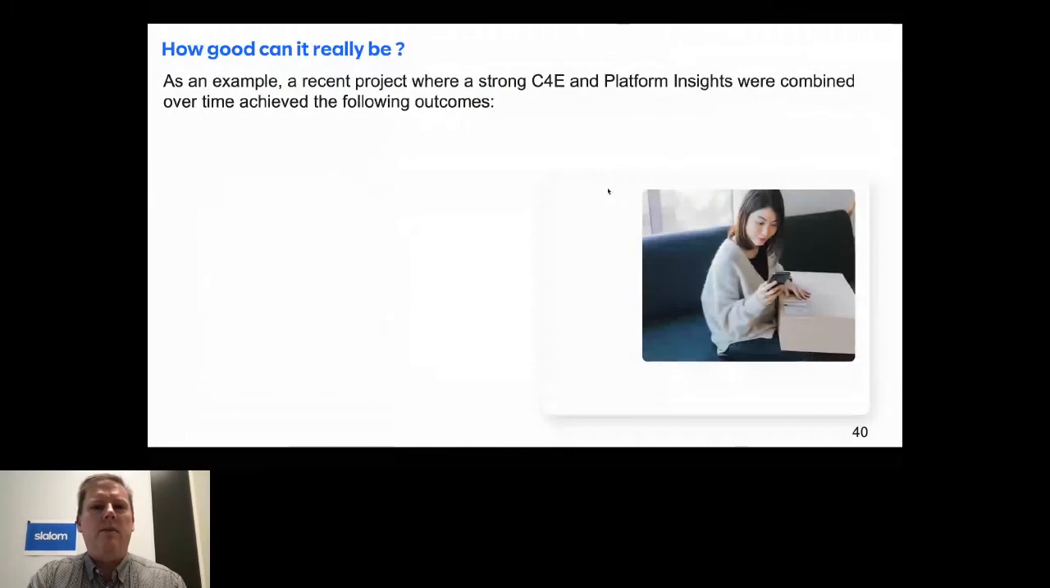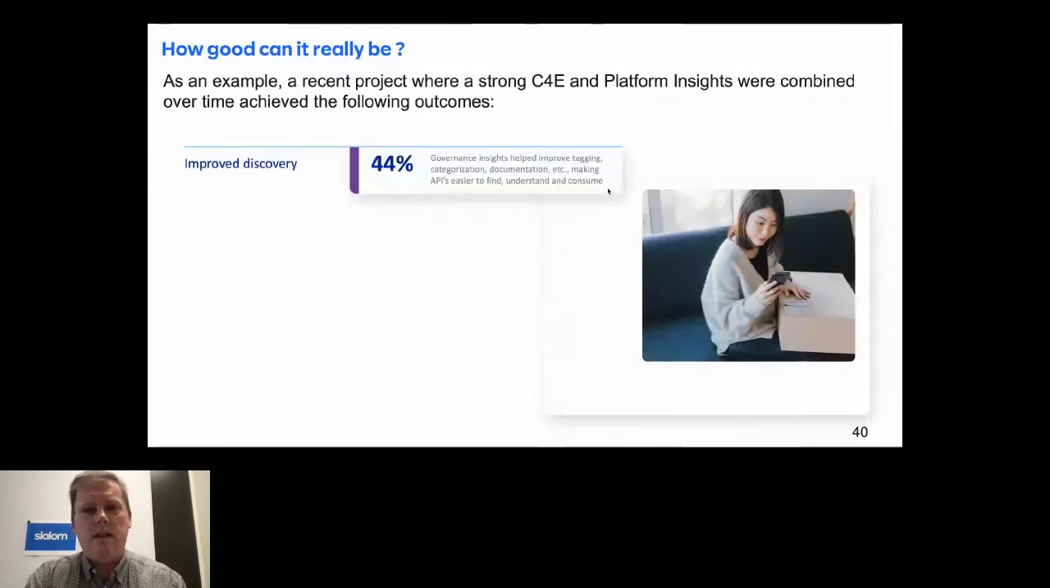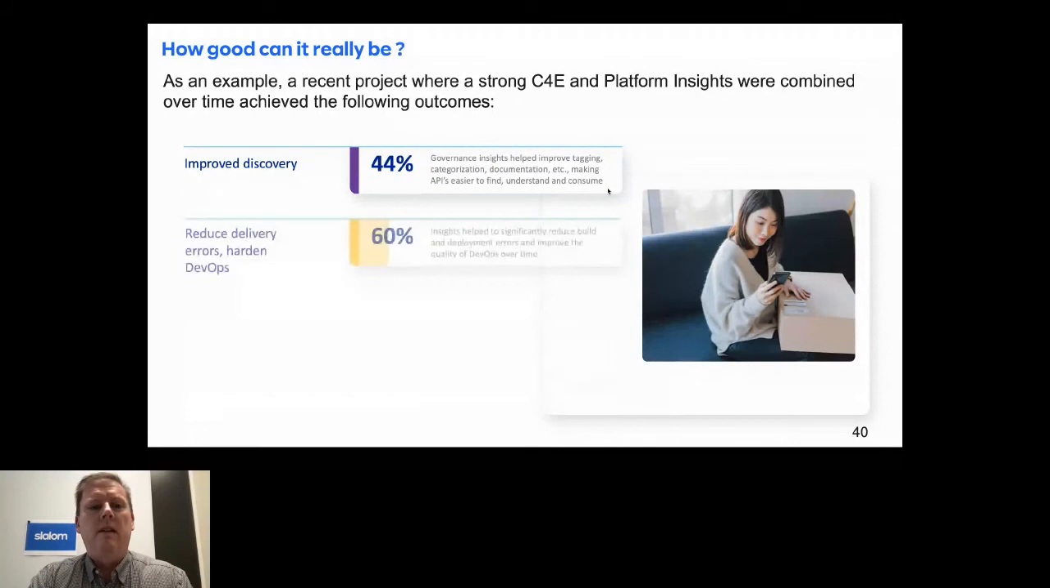So how good can it really be? Well, on a recent project where we did something very similar to this, by just having good insights and good constructs, we were able to improve discovery of our APIs by 44%. We helped reduce delivery errors, and we hardened down on our DevOps by introducing the right policy enforcements during build and test deployments by a massive 60%.